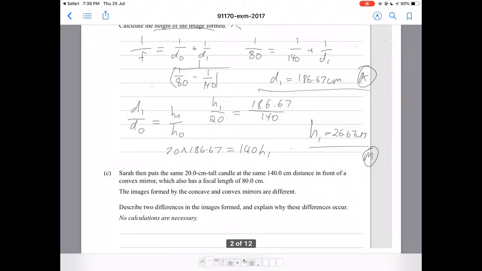Sarah then puts the same 20 centimeter tall candle at the same 140 centimeter distance in front of a convex mirror, which also has a focal length of 80 centimeters. The images formed by the concave and convex mirrors are different. Describe two differences in the images formed and explain why these differences occur.